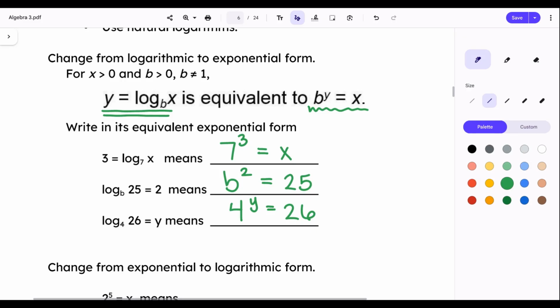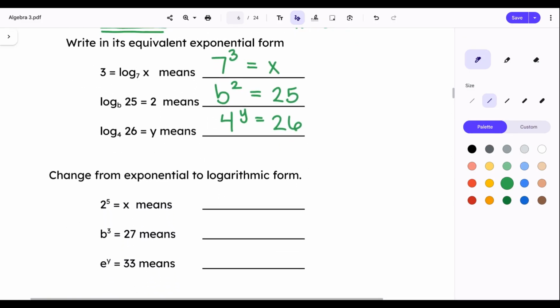However, we might need to go the other way. All right, we might have something in exponential form, but we want to write it in logarithmic form. And so that's what we're going to do next. We're going to go the other direction. So they're giving you a new couple of examples. All of these are written in exponential form, and we want to write them in logarithmic form. Okay, so for all of these, we need to have a log.